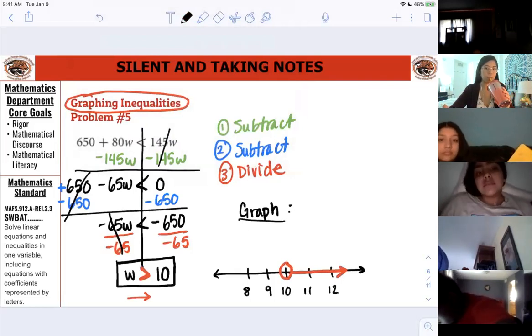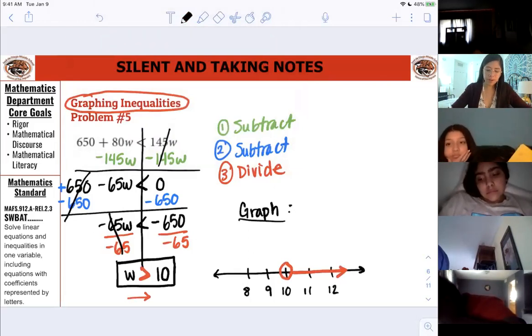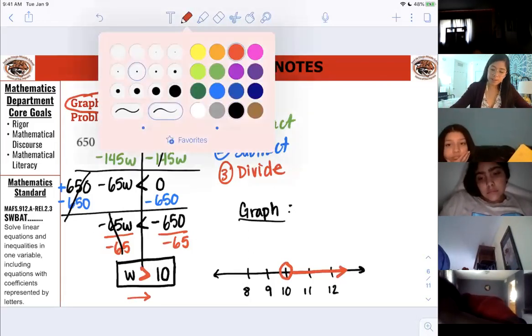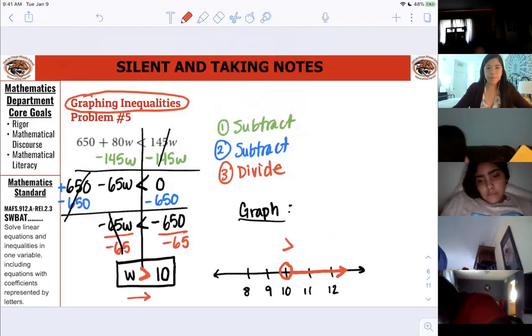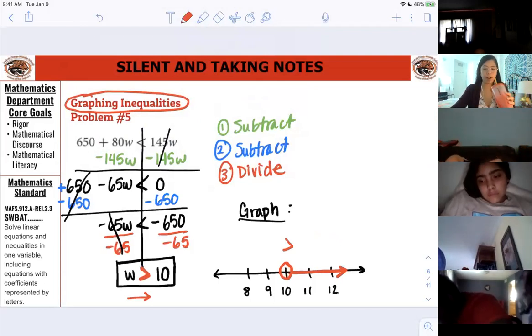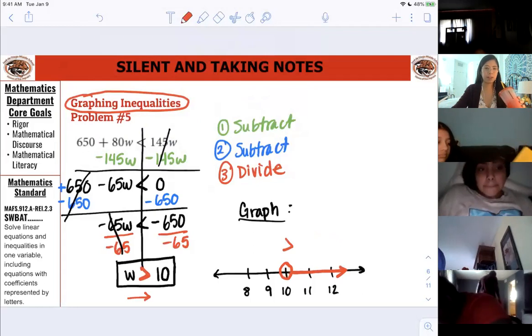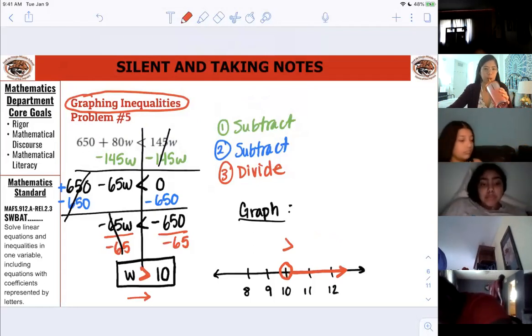So if it's less than, does the circle have to be colored in? If it were this sign, greater than or equal to, then I would color in my circle. But since it's just greater than, I am not going to color it in. So if it has a line under, you shade it in. Yeah. I think the next example has a line under it, so you'll see what that looks like.